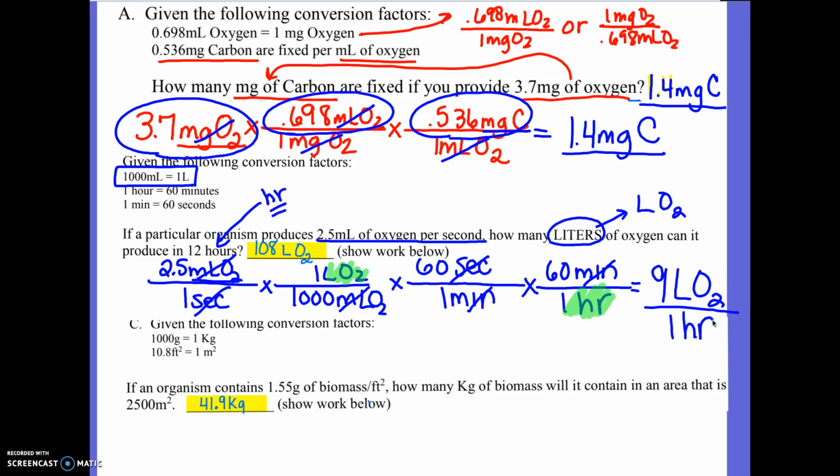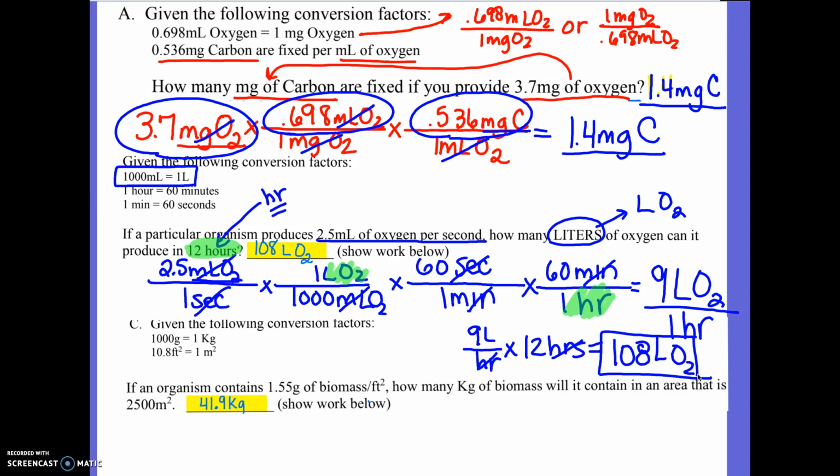Did they ask how many liters of oxygen would be made per hour? No. What they asked was how many would be made in a total of 12 hours. So I need to do one more step here. I need to take my 9 liters of oxygen per hour, times a total of 12 hours, and this is where we get the 108 liters of oxygen. Notice my hours will cancel, and I'll get my total.